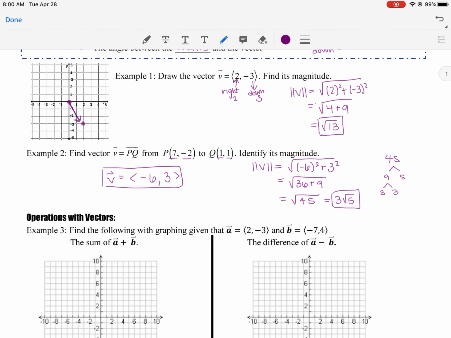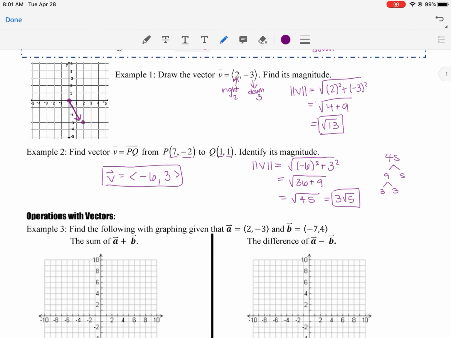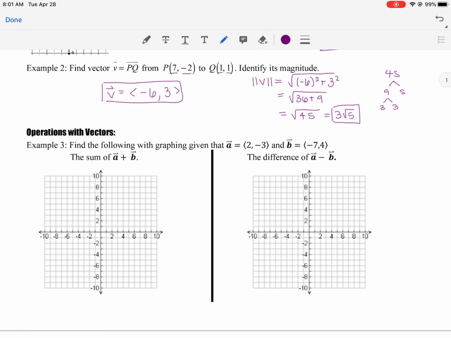Okay, so now let's talk about some operations. In this lesson, we're going to add, subtract, and also multiply by a scalar. Let's take a look at what it looks like. Find the following with graphing, given that vector A is 2, negative 3 and vector B is negative 7, 4. If we want to find the sum A plus B, we're going to draw vector A. We start at the origin, going right 2, down 3. Okay, so this is vector A.